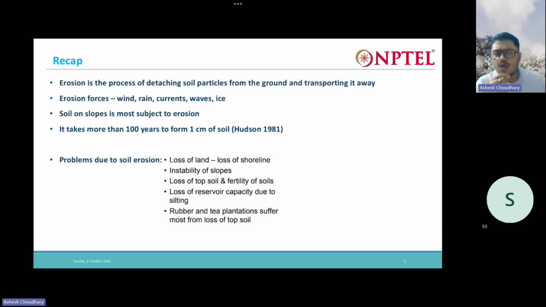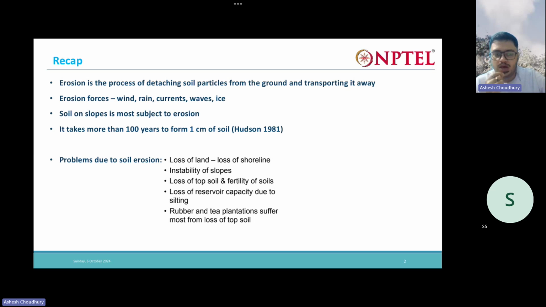So how does erosion actually happen? Erosion happens due to various forces such as wind. If wind blows very fast, it will carry the soil from one part and transport it to some other part, right? That is called wind erosion. Then we have rain. If it rains, the rain will wash away the soil from one place, right? Then we have currents.